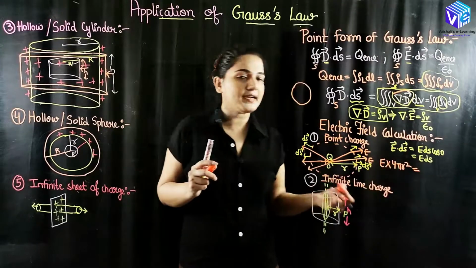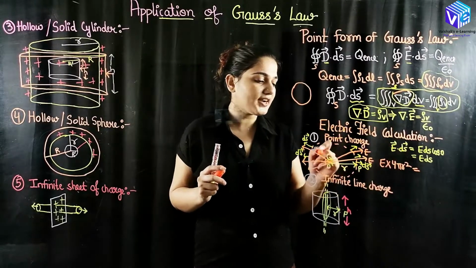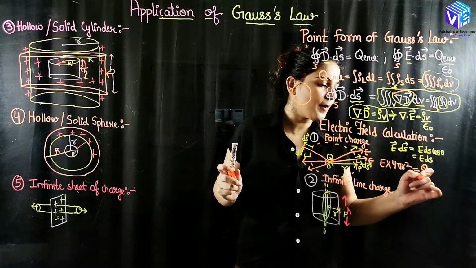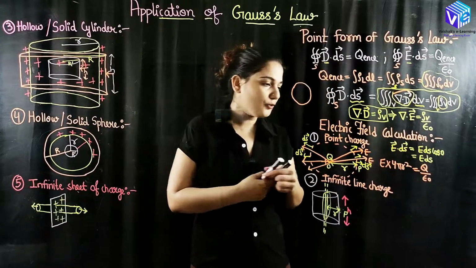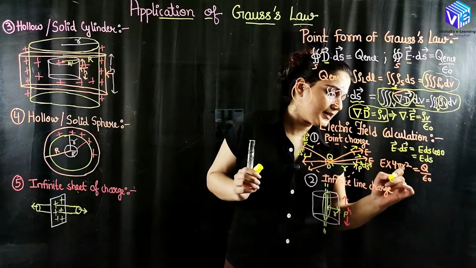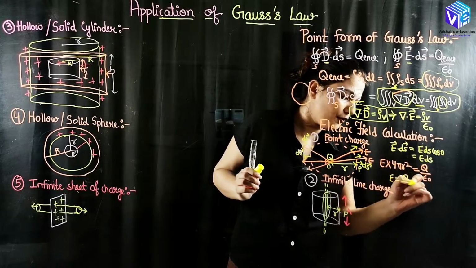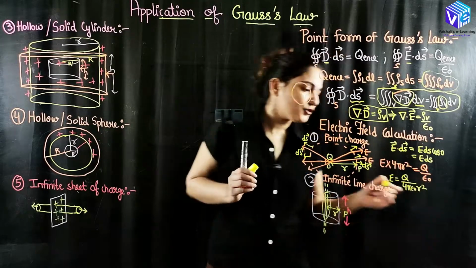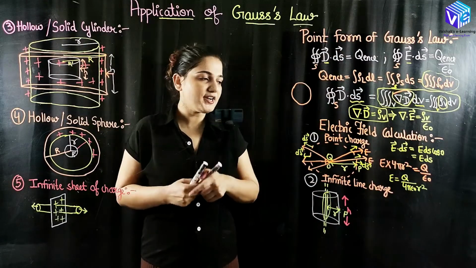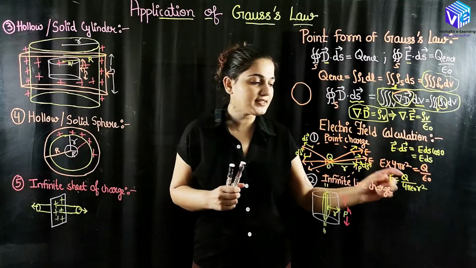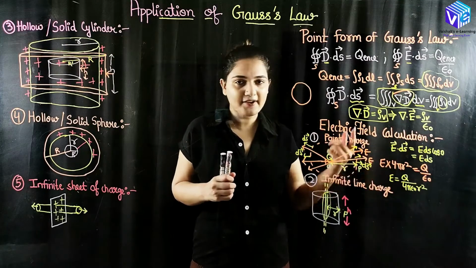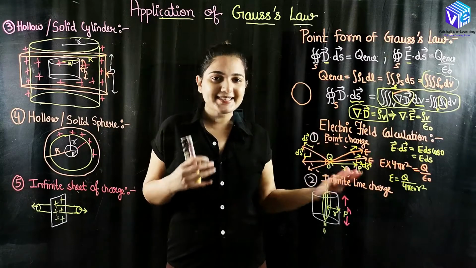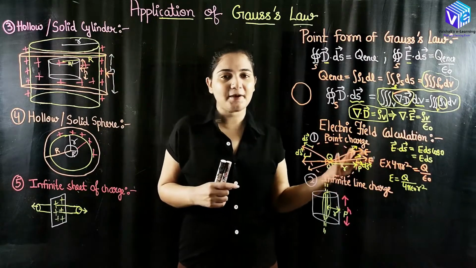Now I will be equating it to the charge enclosed. Charge enclosed is Q here. Only one charge is there, which is Q upon epsilon naught. Now rearranging it, E will be equal to Q upon 4 pi epsilon naught r square. So this is the electric field due to the point charge. I hope you remember this. So this is the electric field that I have found out with the help of Gauss's law. So I can easily find out the electric field with the help of Gauss's law.